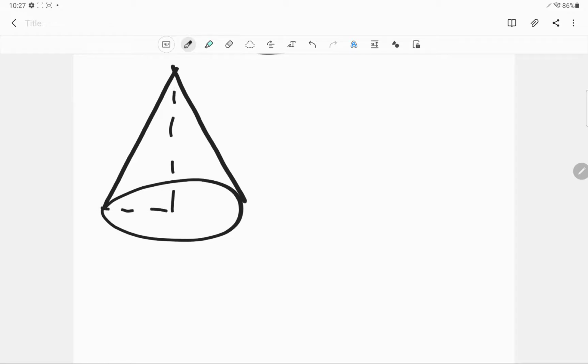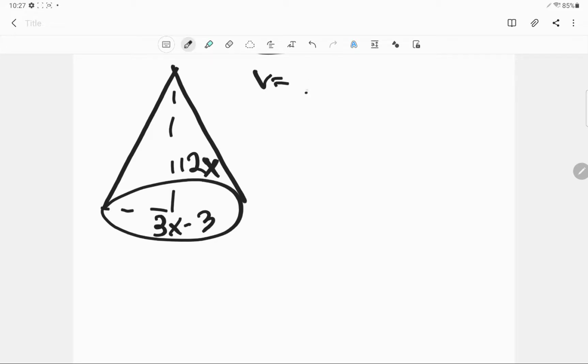There we go. Looks good enough for me. Right here, my height this time is going to be 12x, and my radius, now I'm going to have a binomial. So I'm going to have 3x minus 3. Again, I'm going to plug everything into my volume equation.